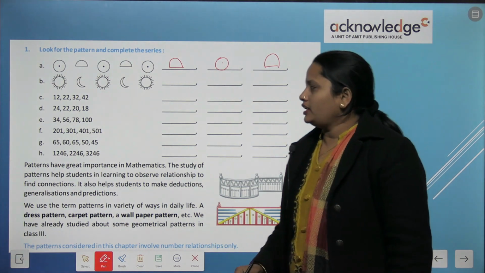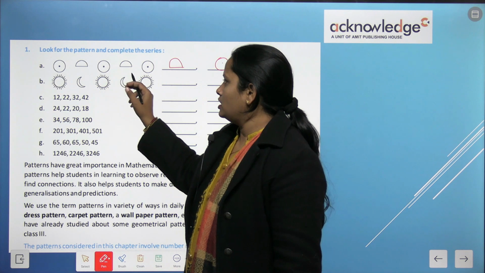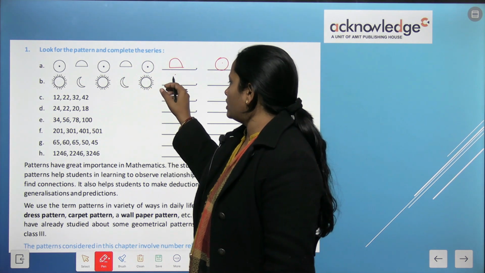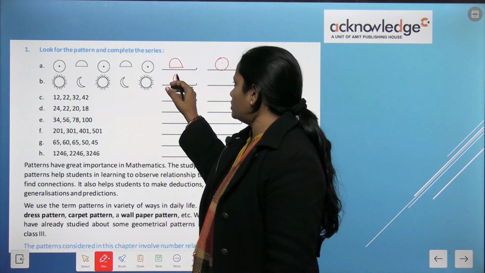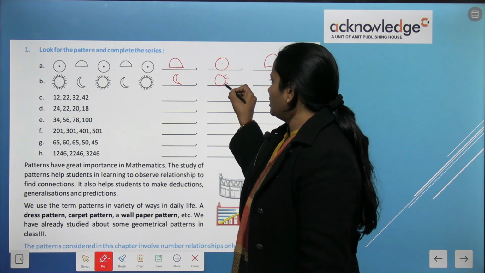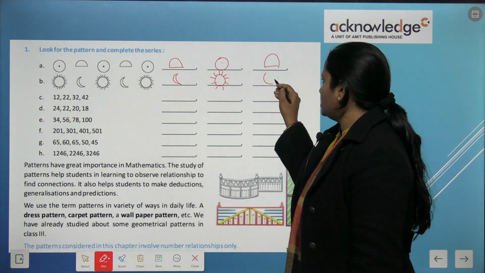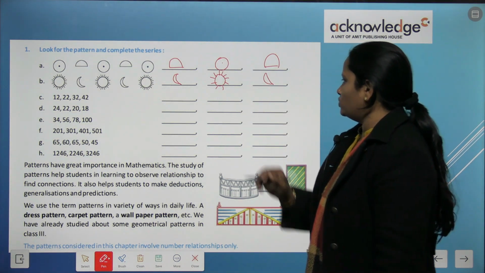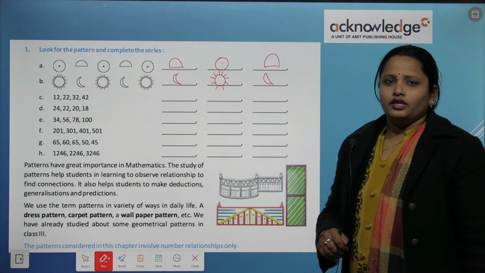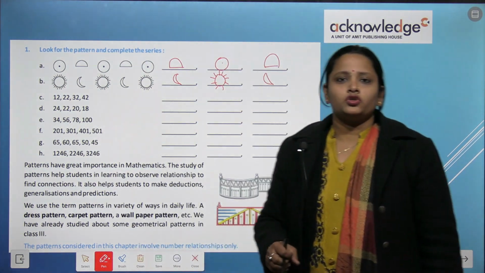Now the next: sun, moon, sun, moon, sun and then moon, again sun, and next one is the moon. I hope you are getting it, you are understanding it. Now let's move on to the next pattern.